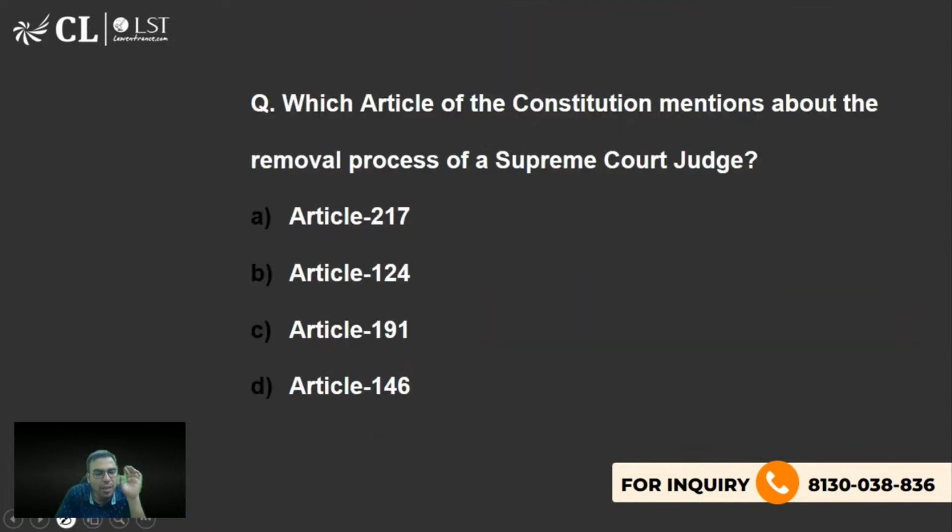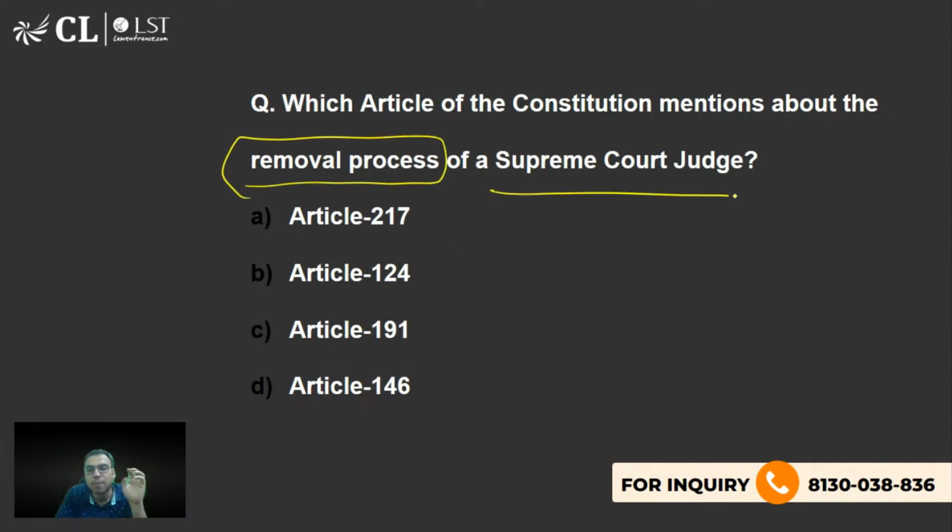Now, we are talking about removal of a Supreme Court judge. So the question is, which article of the Constitution mentions the removal process of the Supreme Court judge? Where is it mentioned? Please tell me. Article 270, 124, 191, 146. What is the right answer?